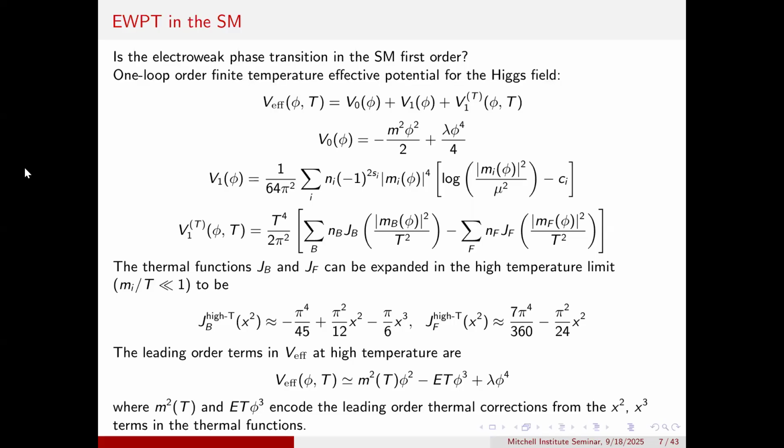So we have the sum over all the particle species that couple to the Higgs field to account for the thermal correction. To get some analytic insight, it is useful to expand the thermal functions, J_B and J_F, to the leading order terms in m over T. So we are taking the high temperature limit where this is much smaller than 1. We have this leading order contribution to J_B and J_F, and this is V effective at leading order at high temperature. We have the quadratic term, the cubic term, and the quartic term.